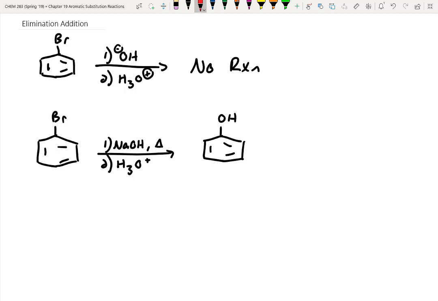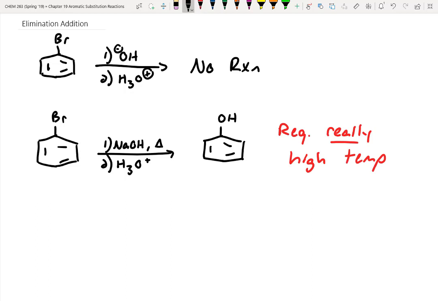The problem with this is it requires really high temps, to the point where it's kind of impractical for most purposes, because you'll end up cooking your compound. This only works for really simple aromatic molecules. Anything that's highly functionalized will essentially decompose on you.